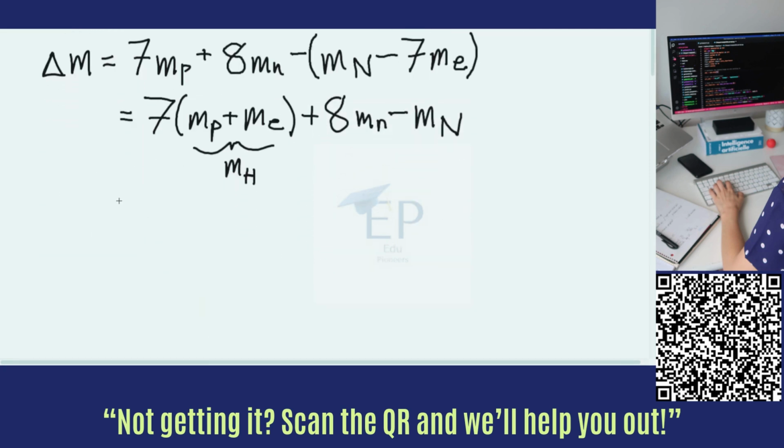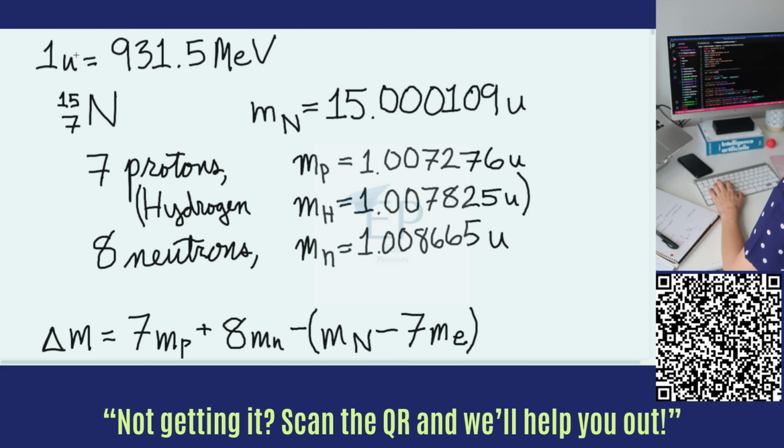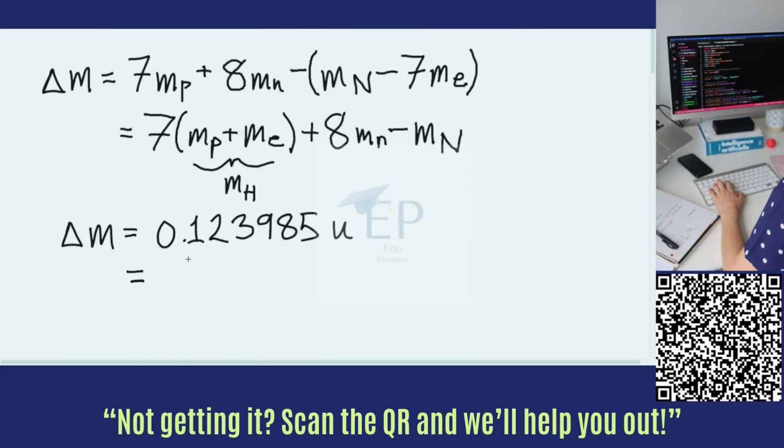So if you plug in these numbers here, you'll find that we have a delta M of 0.123985 atomic mass units. We can multiply that by our conversion factor, which I wrote up top, of 931.5 megaelectron volts per atomic mass unit.